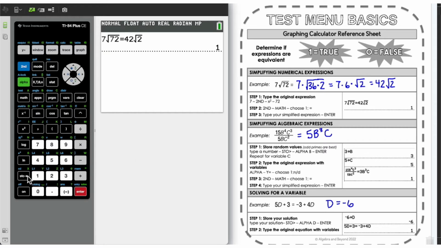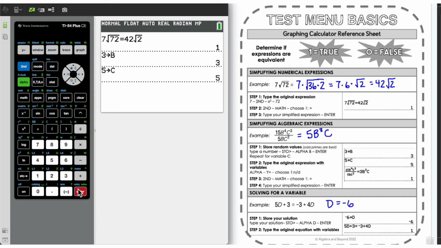So we'll go into store. Oops, first we've got to type our number. And again, I have in parentheses here that odd primes are best. So I'm going to type in 3, store, and then I'm going to choose the letter B. I need to click my green button, alpha, and letter B, and then enter. Okay, and then it will be stored. Then I'm going to store the number 5 for C. All right, so I've said that those variables represent those numbers.